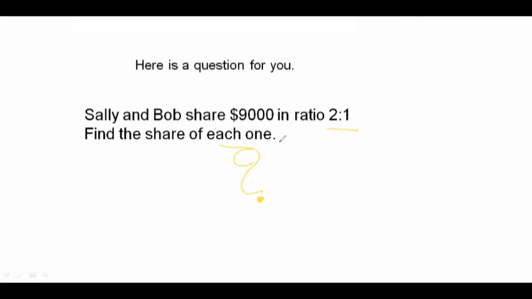We are going to learn about direct and inverse proportion.